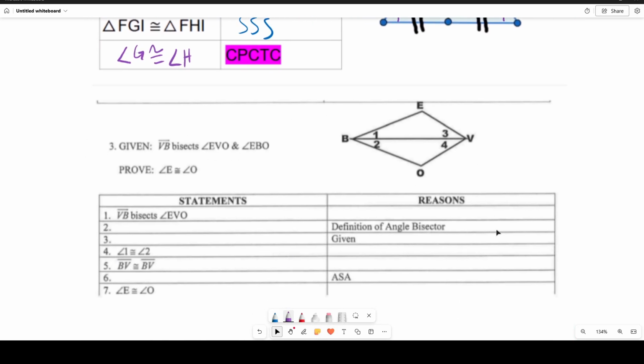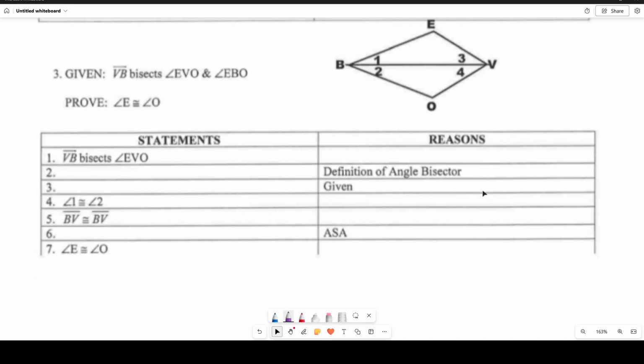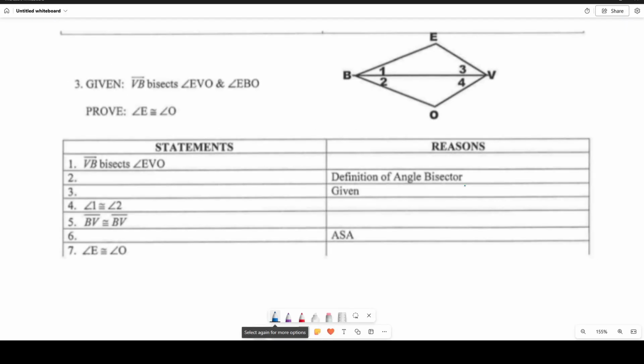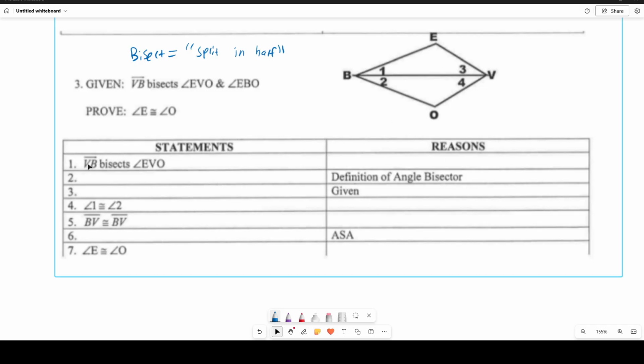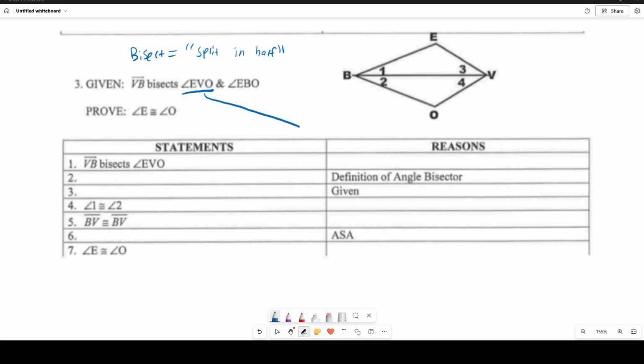Now we're going to go down to this one. Ooh, it looks a little bit harder, but it's not really. Just as a refresher, I want to remind you that bisect means to split in half, and half means equally. So here, this says ray VB bisects angle EVO. That's one of the things that we're given here. So we're given this right here. Well, if we're given that, then we just put in given. It's as easy as that.